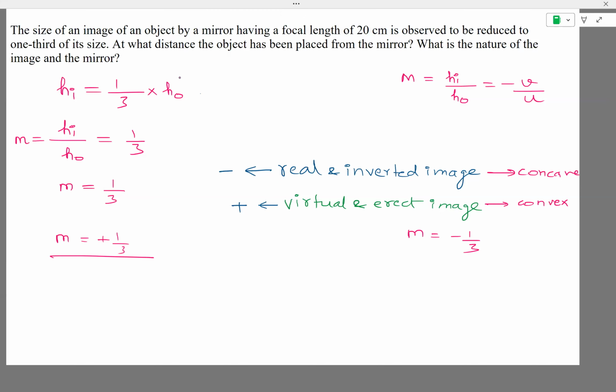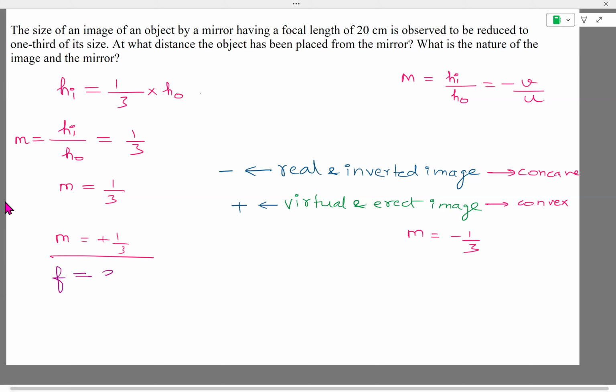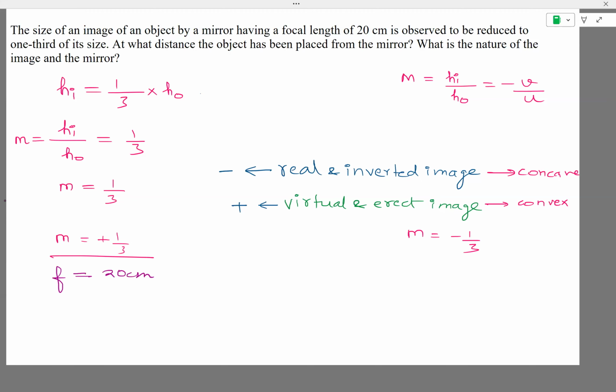Convex mirror. Now, the focal length of a convex mirror is always positive, right? Because the focus is on the right side. So the focal length will be plus 20, and we don't write plus 20, you can write just 20. But if you take this particular case, this is possible only in the case of a concave mirror when it forms the real, inverted and diminished image, right? So here the focal length will become minus 20. Very, very, very important. Okay.